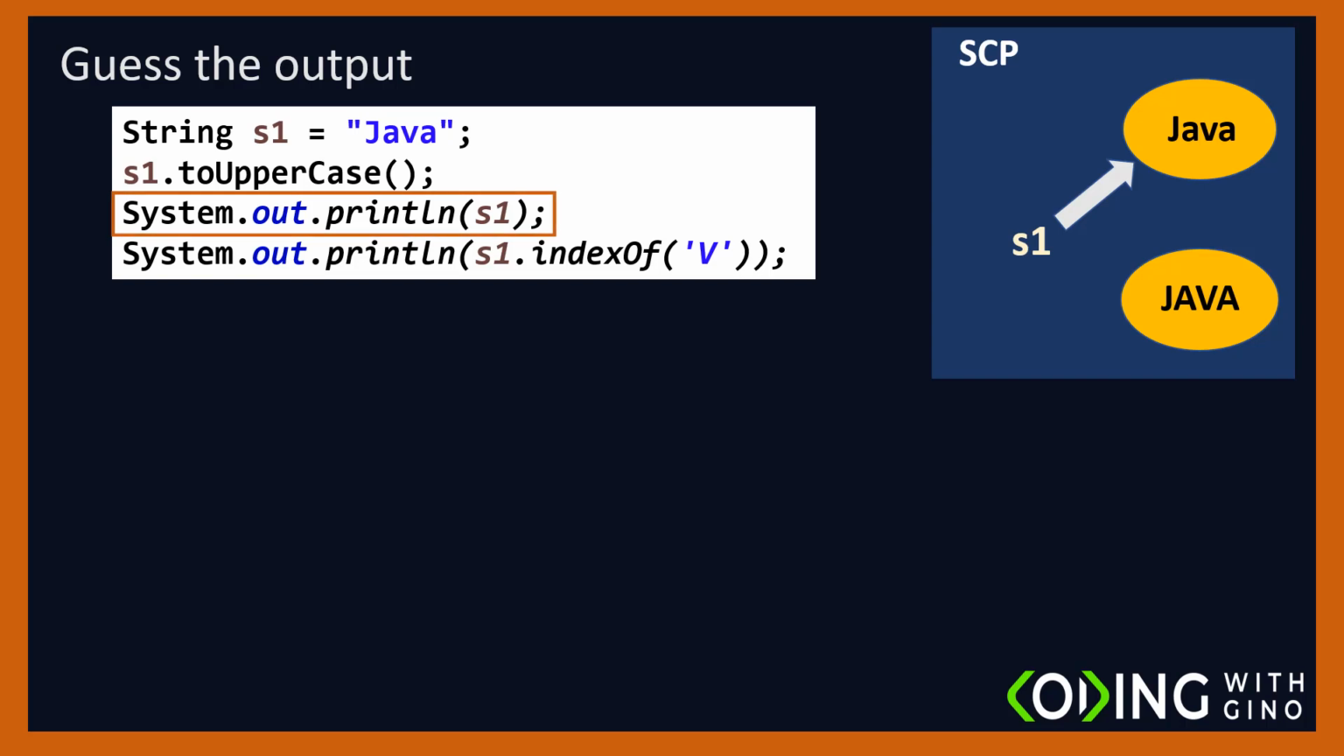First SOPLN hence prints this. Then, we're looking for index of the uppercase alphabet V. But the letter v in object S1 is in lowercase. As the alphabet passed is not found, the indexOf function returns -1 in output.